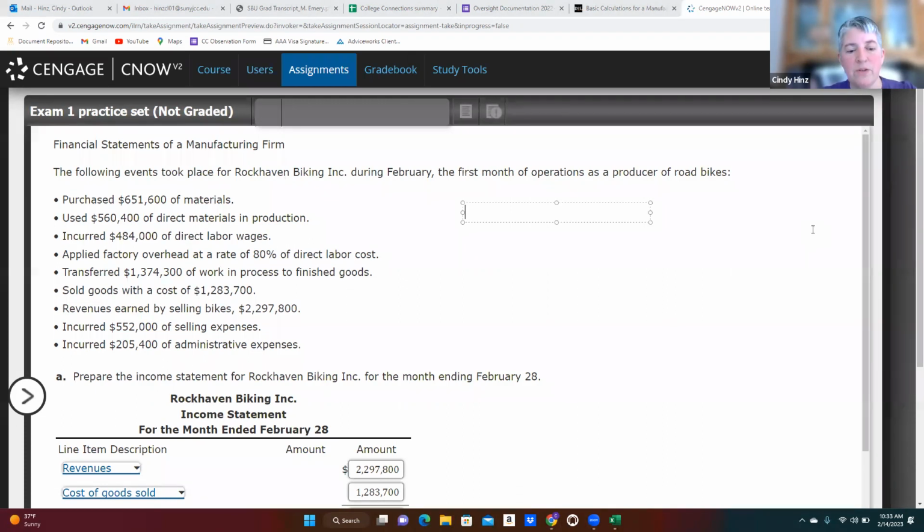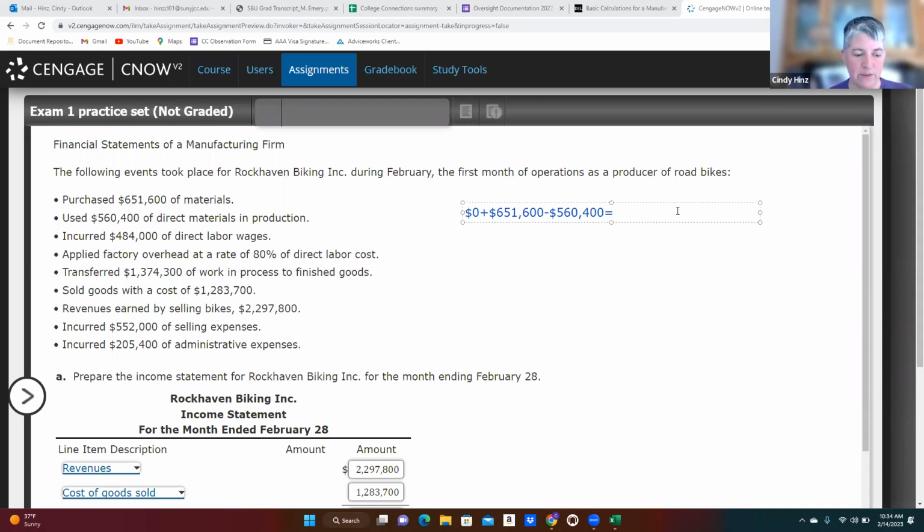So for the materials inventory, it started with a balance of 0. What did we add to that? It says we purchased $651,600 worth of materials. And what did we remove from that account? $560,400 was used in production. Just looking to see if it says anything about indirect materials, and it doesn't. So we will assume that there were no indirect materials since it doesn't tell us that.